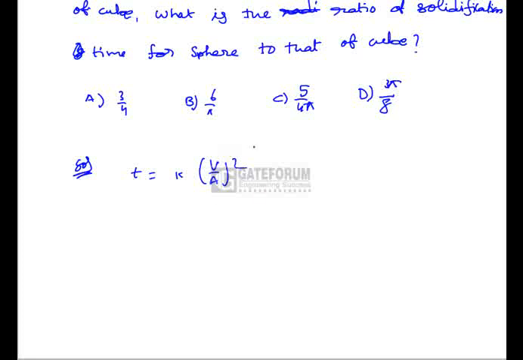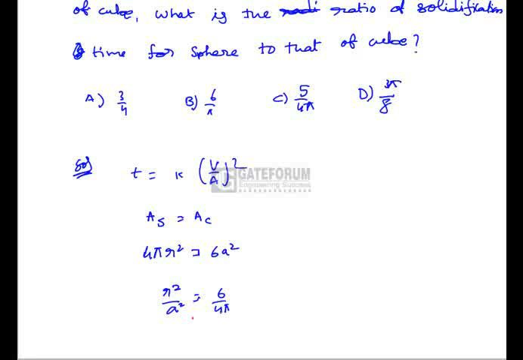Here the given condition is that the surface area for the sphere and cube are both the same. The surface area of the sphere is 4 pi r squared and the surface area of the cube is 6a squared, where a is the side of the cube and r is the radius of the sphere. From this relation we can get the relation between the radius of the sphere and the size of the cube, that is r squared by a squared is equal to 6 by 4 pi.